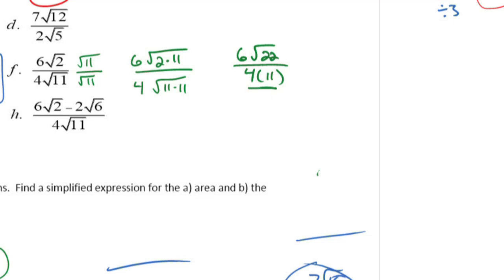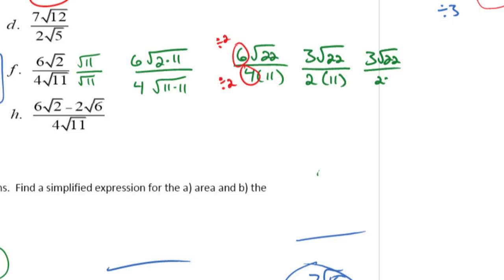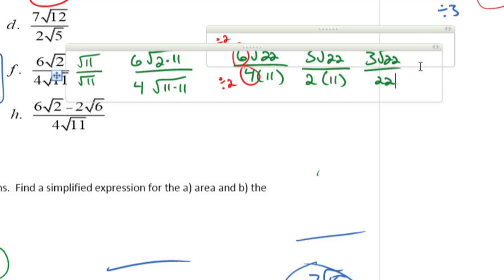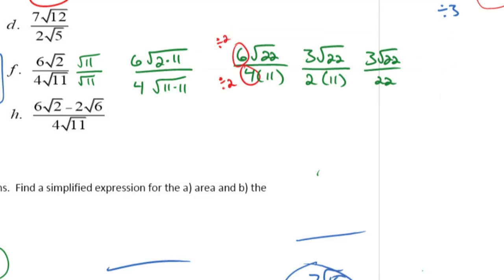Before I multiply the 4 and 11 on the bottom here, what I'm going to do is just pull a 2 out of each of these. So I'm going to divide this by 2. I'm going to divide this by 2. Just to simplify my fraction out front. 6 divided by 2 gives me 3. And on the bottom, 4 divided by 2 gives me 2. I still have this times 11. And then I'll just probably do the multiplication on the bottom. So 3 root 22 over 22. There's nothing common between 3 and 22.